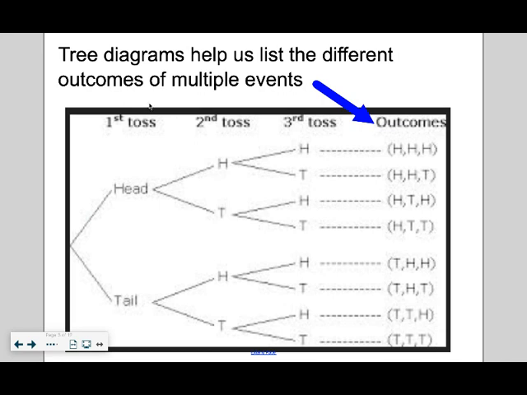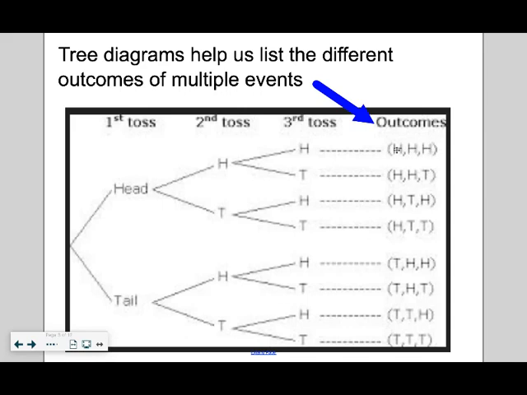So to start here, this is an example of a tree diagram. It actually has 3 levels to it. It says tree diagrams help us list the different outcomes of multiple events. If we notice this one, we toss a coin once, we toss it a second time, we toss it a third time, and we're showing all the different outcomes we could have, right?